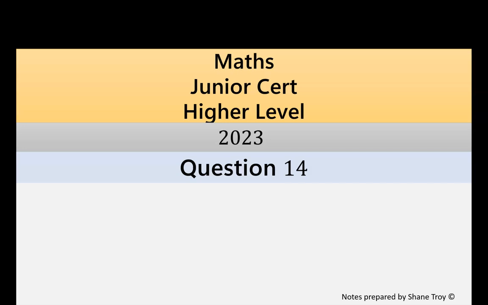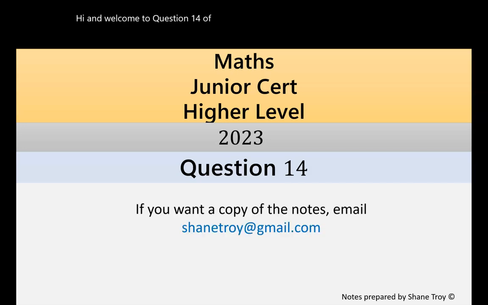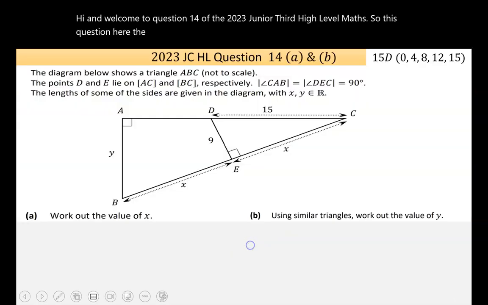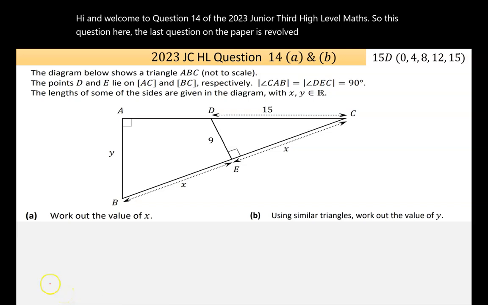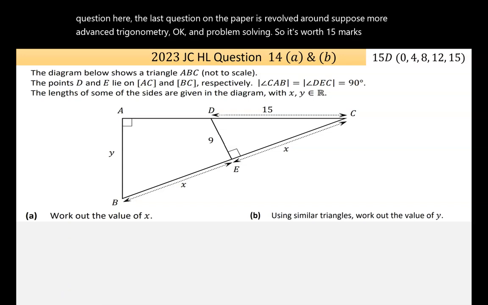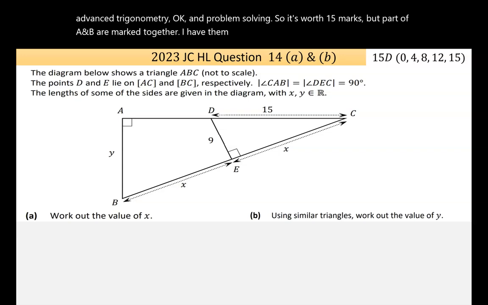And welcome to question 14 of the 2023 Junior Cert Higher Level Maths. So this question here, the last question on the paper, revolves around, I suppose, more advanced trigonometry and problem solving. It's worth 15 marks, but part A and B are marked together, and I have them both on the page here. So we'll read through.